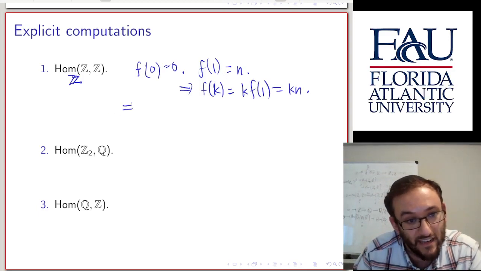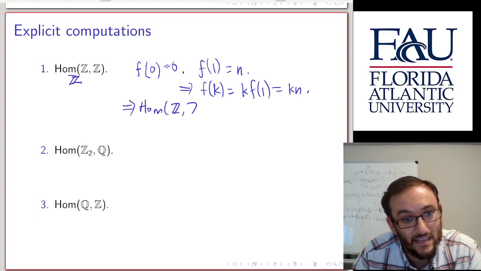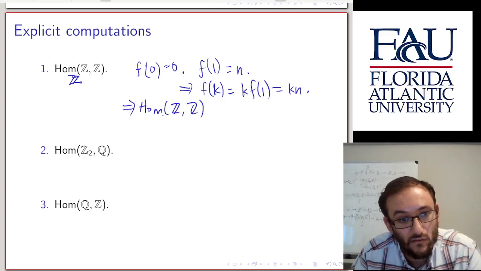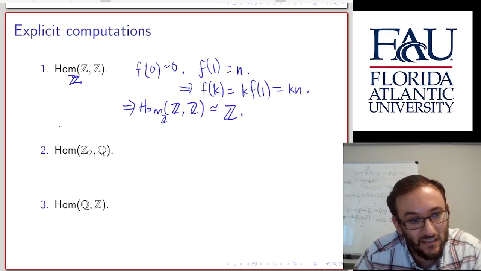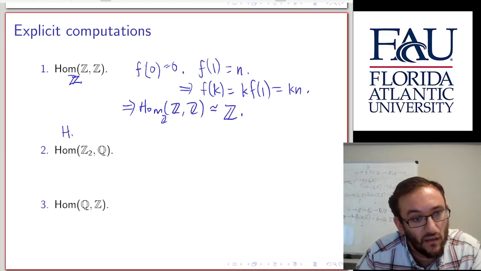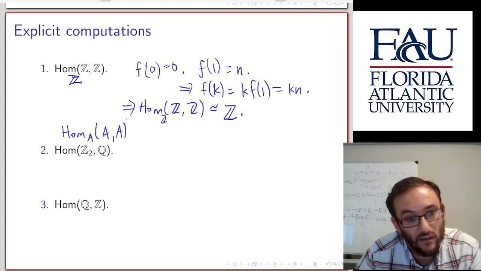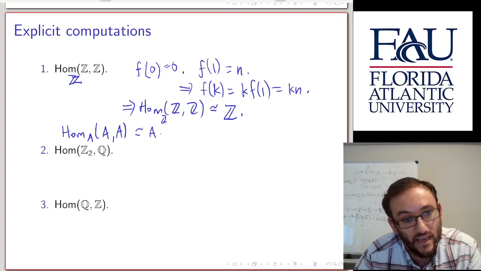So this implies that Hom_Z(Z,Z) is isomorphic as a Z-module to Z. Okay, and in fact, given any ring, the homomorphisms from A to itself will always be isomorphic to A.